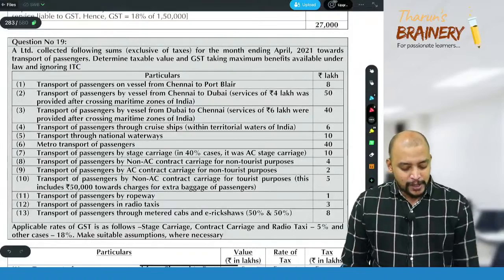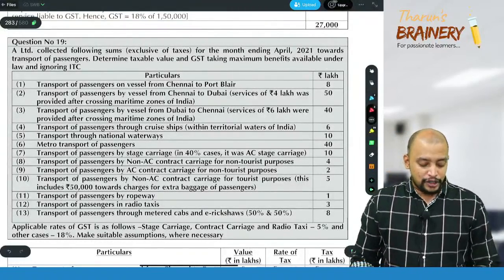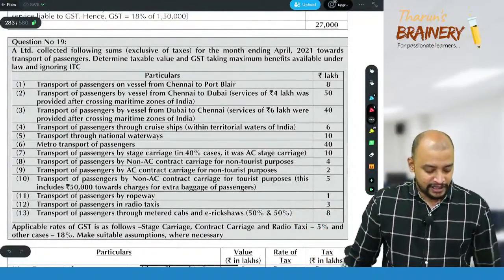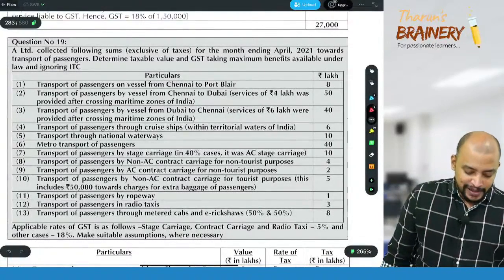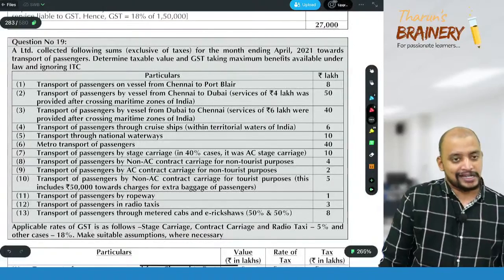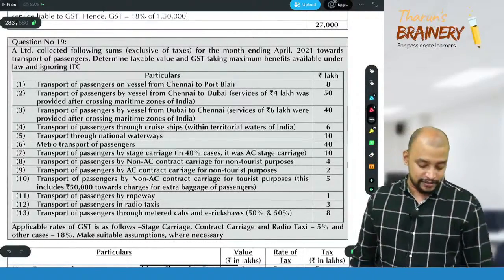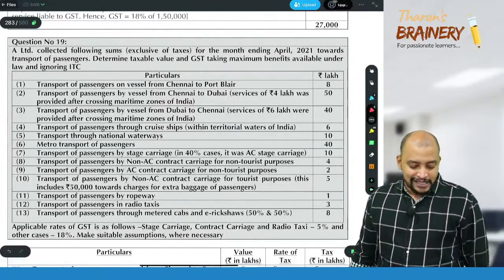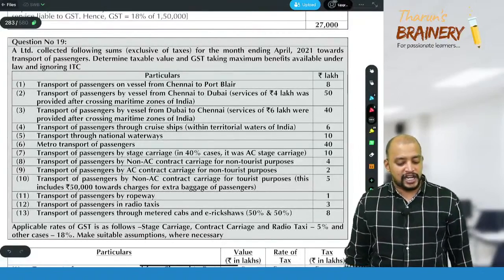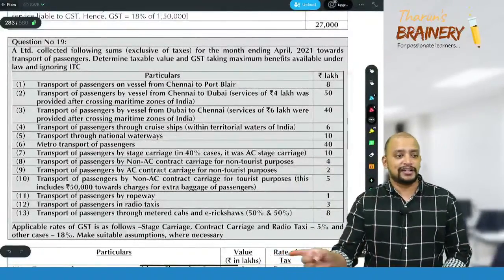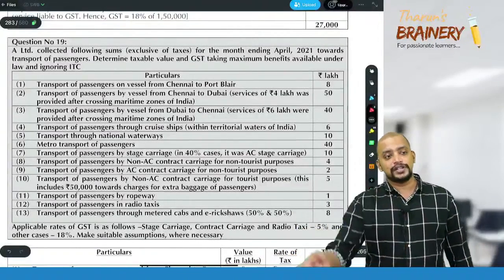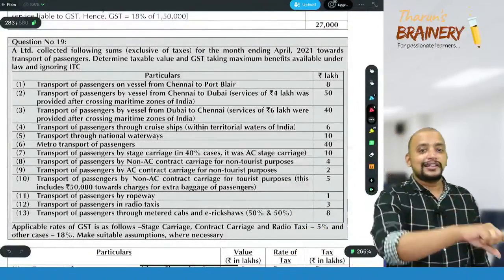Metro transport of passengers. Metro, mono and tramway exempted. Transportation of passengers by stage carriage. In 40% cases it was AC stage carriage. That will be taxable, non-AC exempted. Transport of passengers by non-AC contract carriage for non-tourist purpose exempted. Non-AC for public transport. Non-AC, non-tourist. If it is for tourist or hire, taxable.